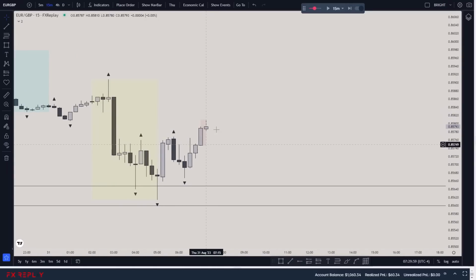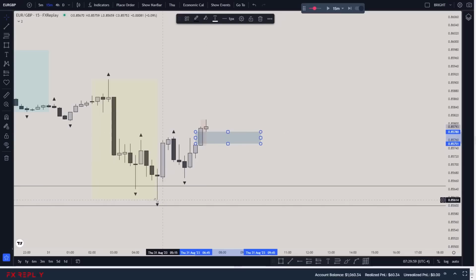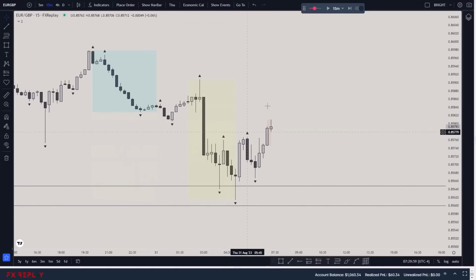Now this is the start of the New York session. The liquidity sweep is still valid. However, this is too high a price to enter from. You know, stop loss is going to be all the way here, all the way here. That's too high. So in this case, I don't think I'm going to enter here. Maybe I would wait for another liquidity sweep.